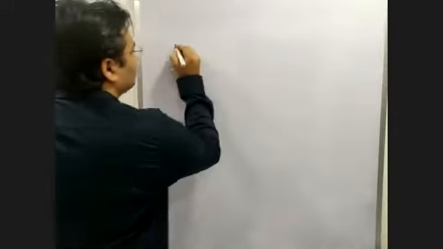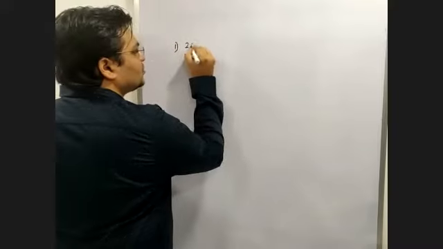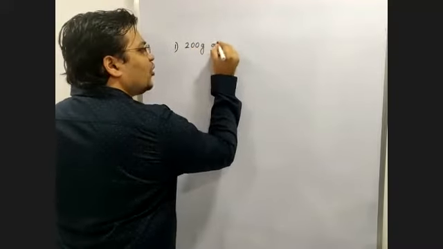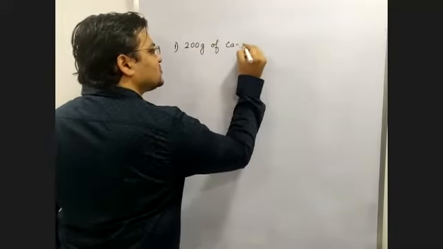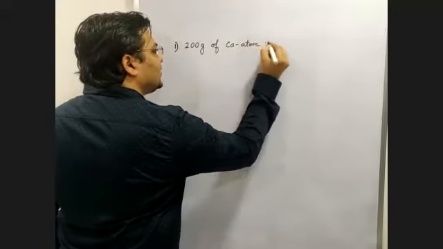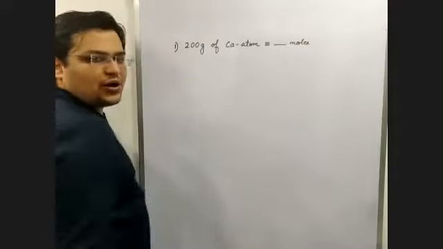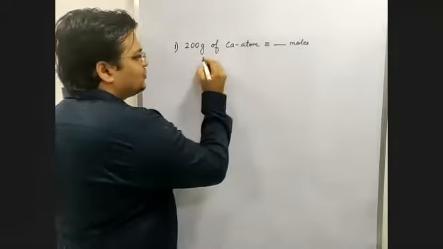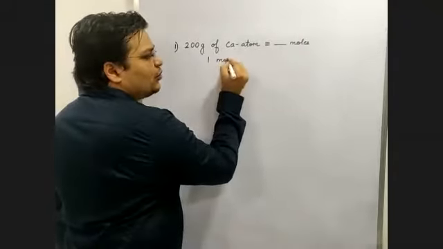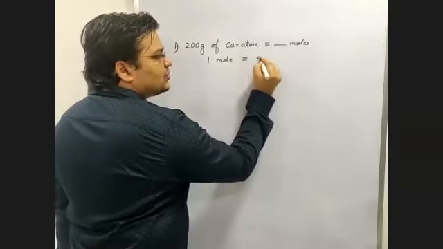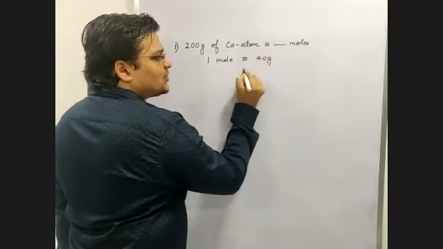Write the first question. 200 grams of calcium atom is dash moles. How do you solve this? 1 mole is 40 grams.